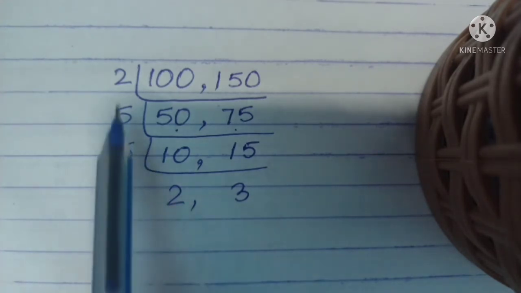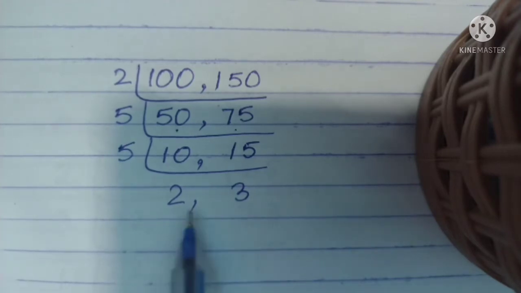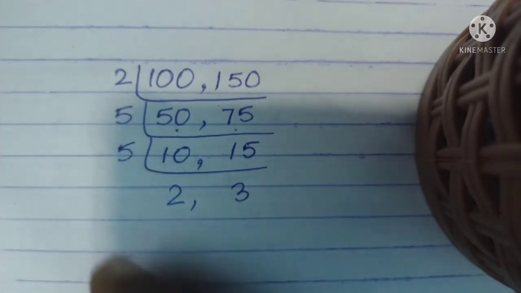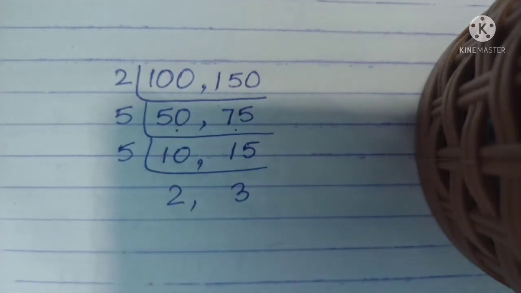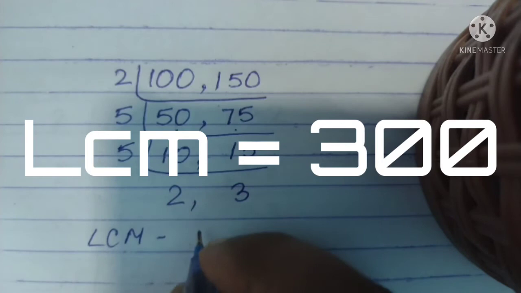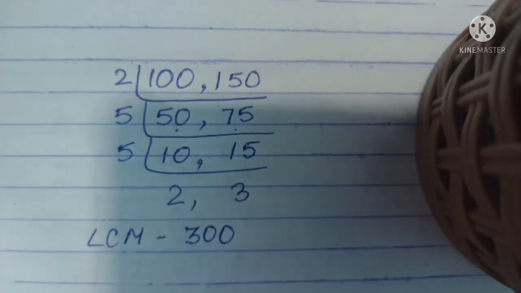Now we have to multiply these numbers and these numbers. So let's multiply. 3 into 2 is 6, 6 into 5 is 30, 30 into 5 is 150, and 150 into 2 is 300. So the LCM of these two numbers is 300. By this time you can see your answers on your screen also in white color.